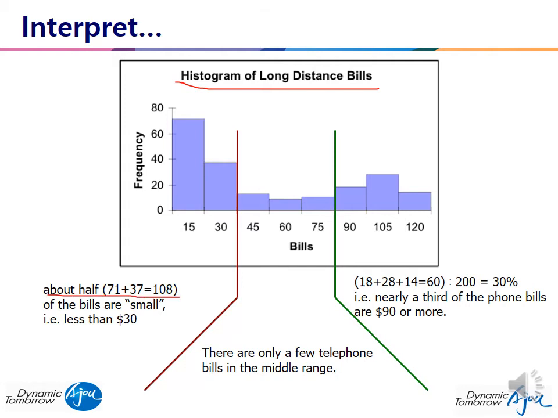About half, like 71 plus 37, so 108 of the bills are small, that is less than $30. And there are few telephone bills in the middle range. And this one, 18 plus 28 plus 14, 60 divided by the total 200, is 30%. That is, nearly a third of the phone bills are $90 or more.